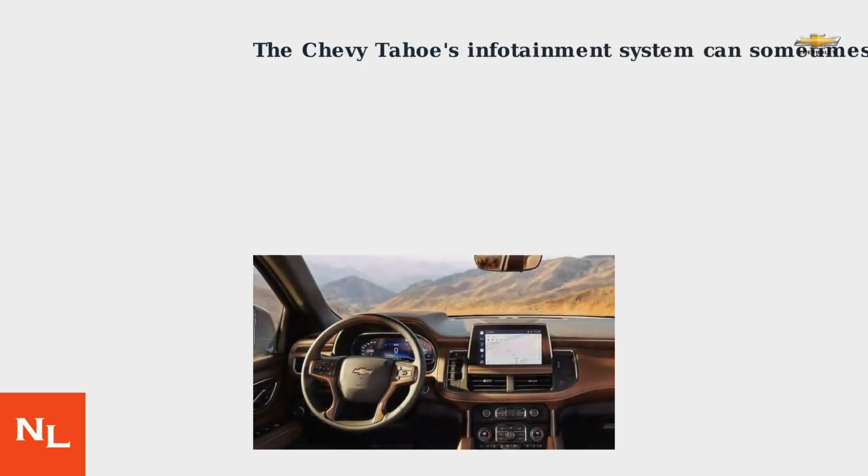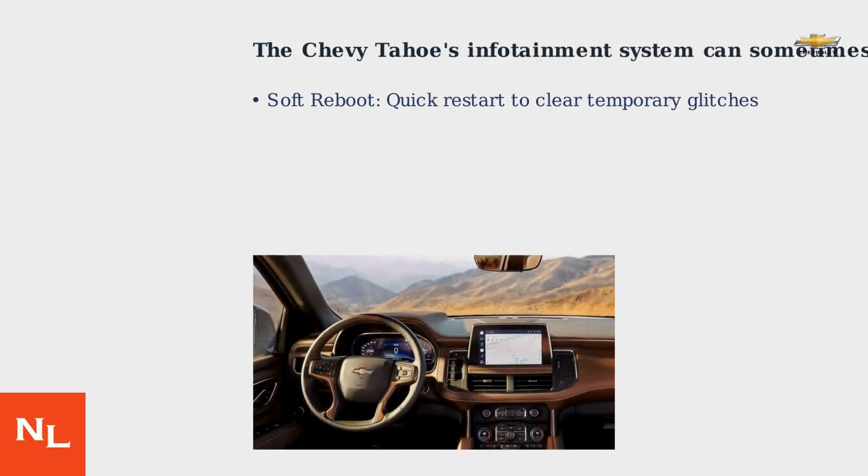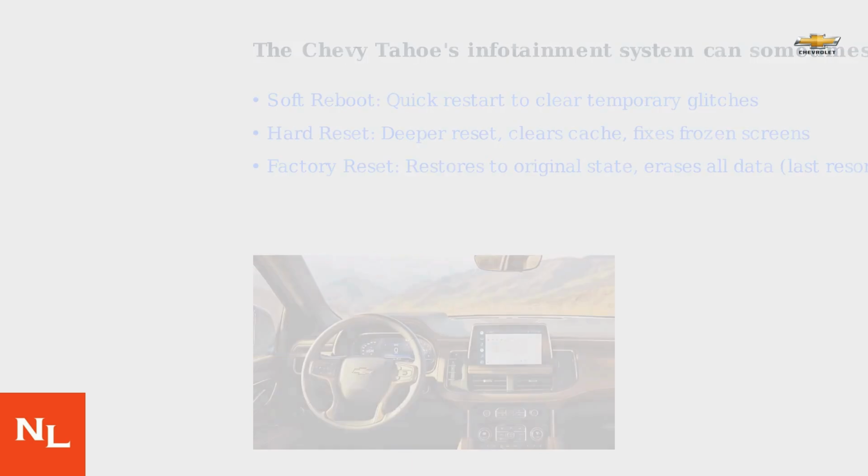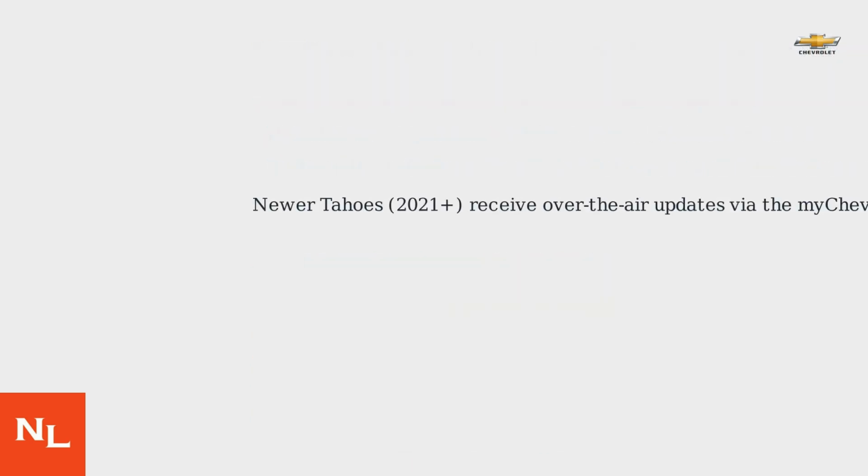The Chevy Tahoe's infotainment system can sometimes freeze or become unresponsive. Resetting it is often the first and easiest solution. There are three main types of resets: a soft reboot, a hard reset, and a factory reset.